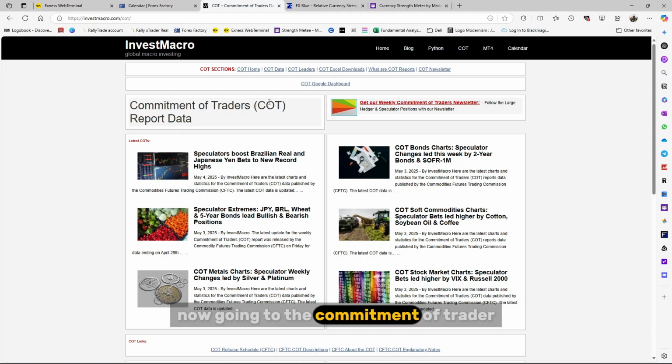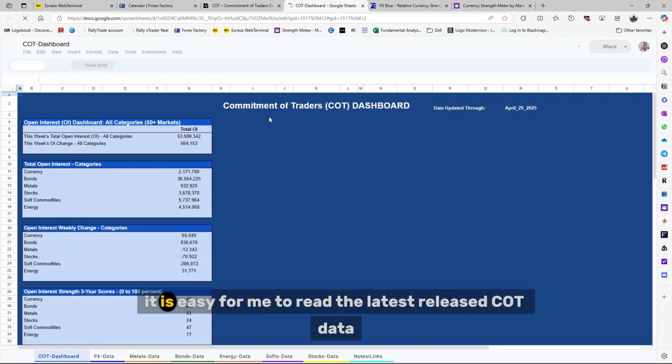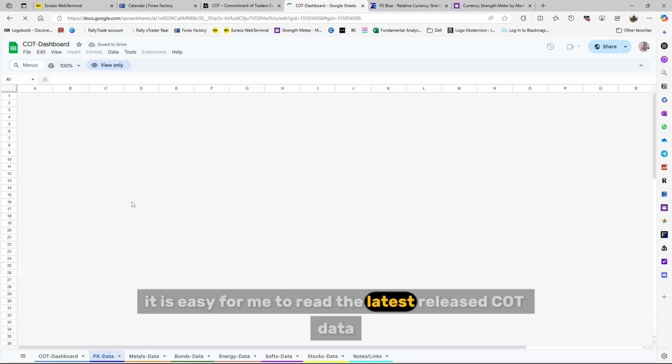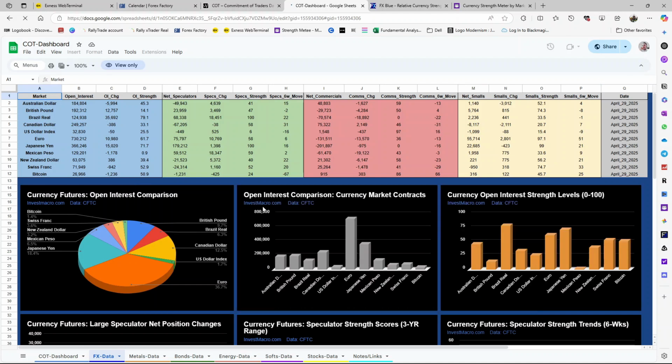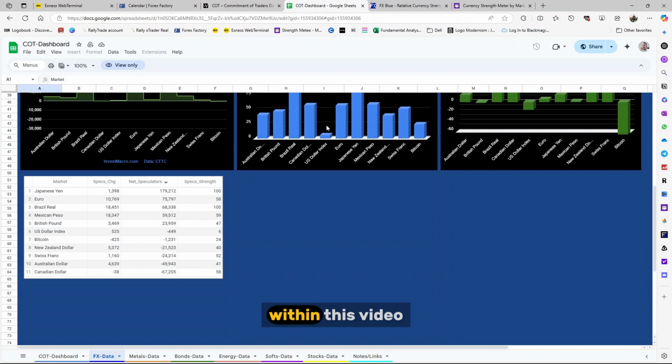Now, going to the Commitment of Traders, I do use investmacro.com. This is where I like to get my own COT data from, because it is far easier for me to read here. I simply come here, I click on COT, and I click on Google Dashboard. On the dashboard, it is easy for me to read the latest released COT data without stress. But though it is without stress, I still prefer to take it out of this context and utilize it through a calculative measure. I'll be showing you that measure as time goes on within this video.